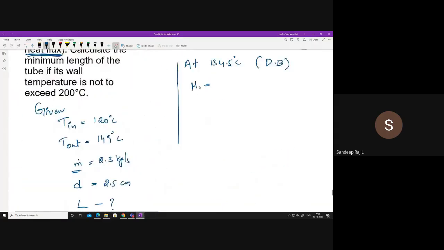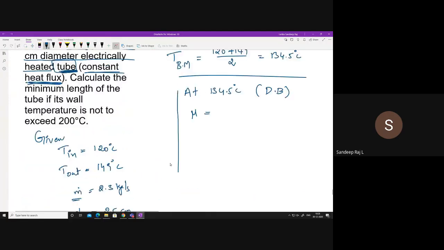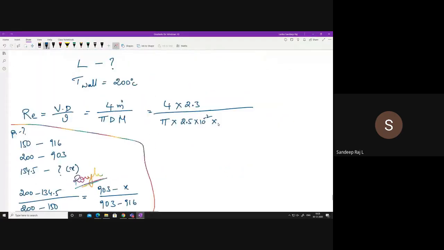Here, instead of mu, I have to write rho. It is 920.03 kg per meter cube. And for nu, it is 0.62128 into 10 to the power of minus 6 meter square per second. If you want mu here, mu will be the product of rho into nu. Substitute these two things into the Reynolds number expression.